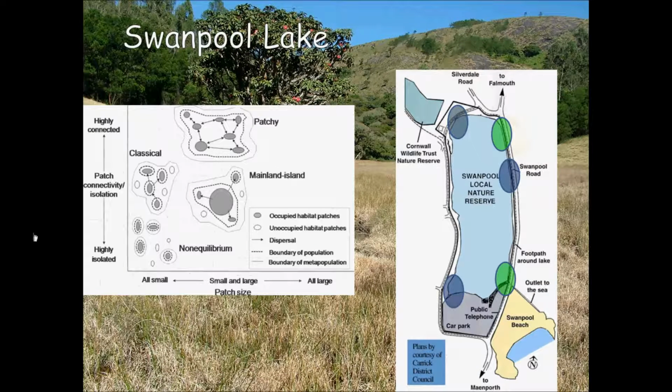Swamppool Lake's duck metapopulation can be described best as patchy. The green circles indicate the most popular feeding stations. It's probably because these are also the most popular human spots to feed the ducks, and they also offer a good amount of coverage as well.